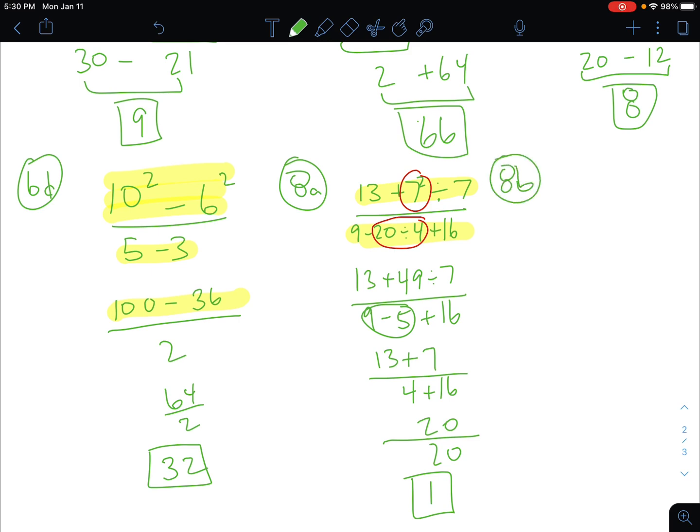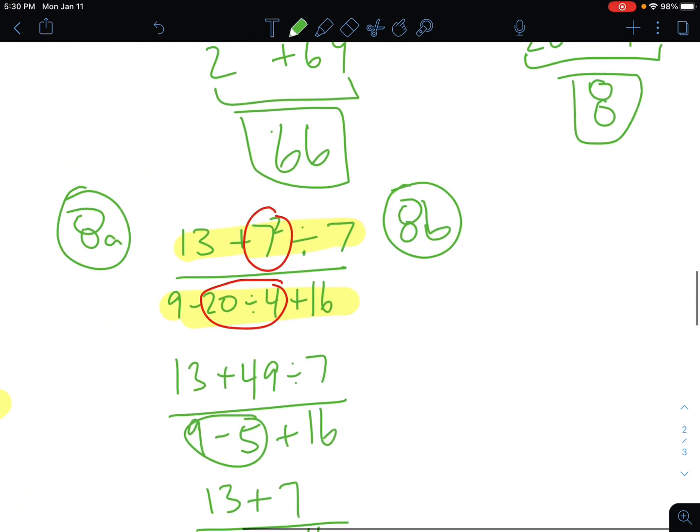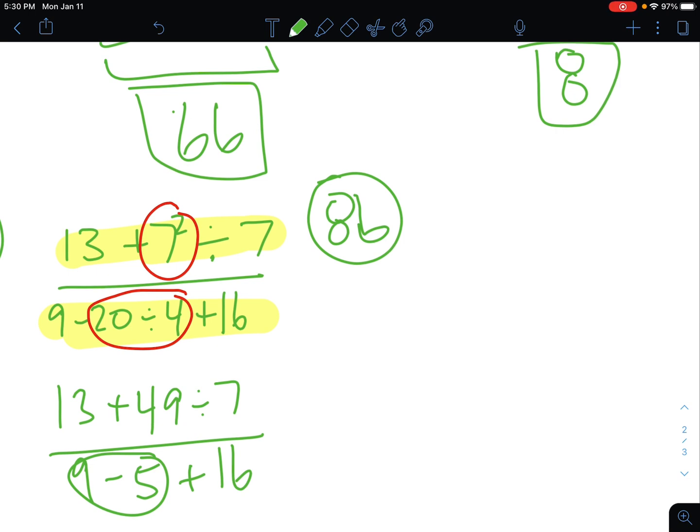8B. Let's see if I have enough space to do 8B. Then I have 8C and 8D. So 15 plus 2 to the 5th power minus 7, times 3.